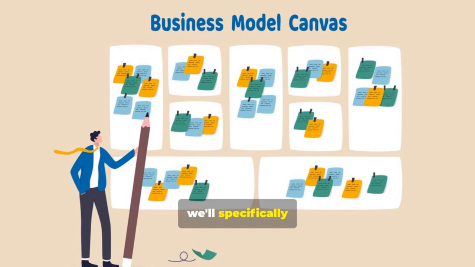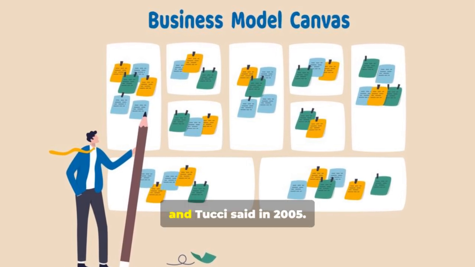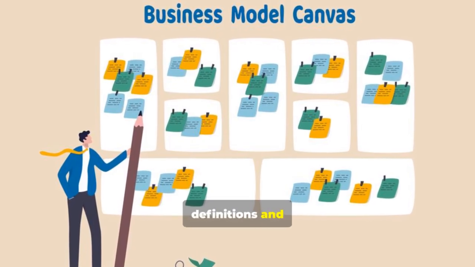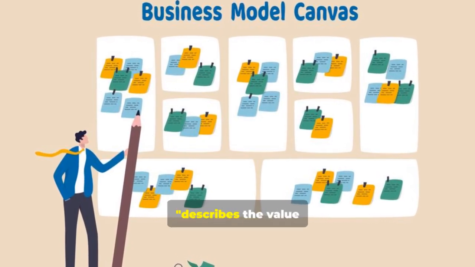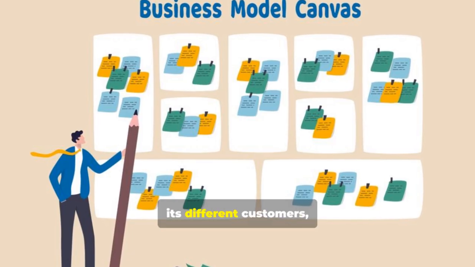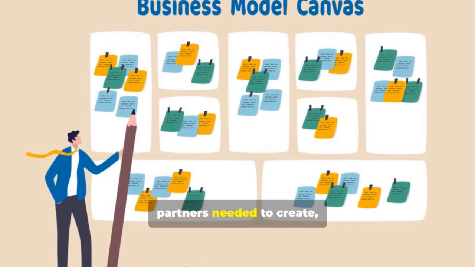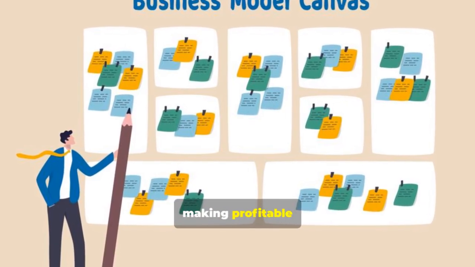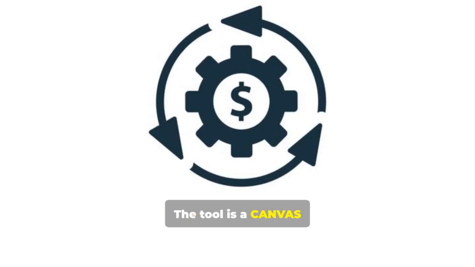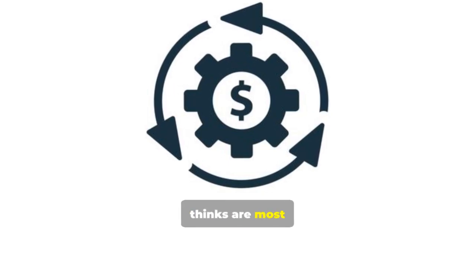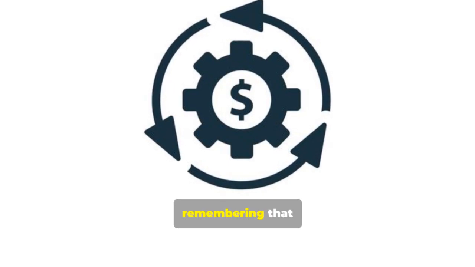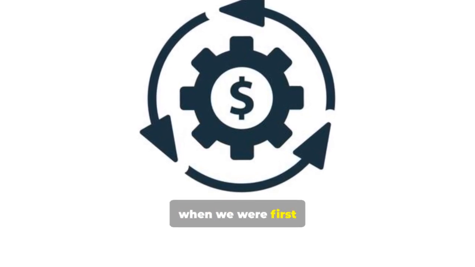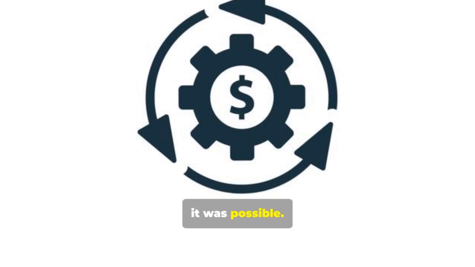In this class, we'll specifically look at what Osterwalder, Pigneur, and Tucci said in 2005. They looked at different definitions and ended up saying that a business model describes the value a company offers to its different customers, the skills and partners needed to create, market, and deliver that value, and connects money to the goal of making profitable and lasting income. The tool is a canvas that has the 9 blocks the author thinks are most important for this task. It's worth remembering that these blocks are connected to the analysis and key questions we asked when we were first coming up with the idea and seeing if it was possible.